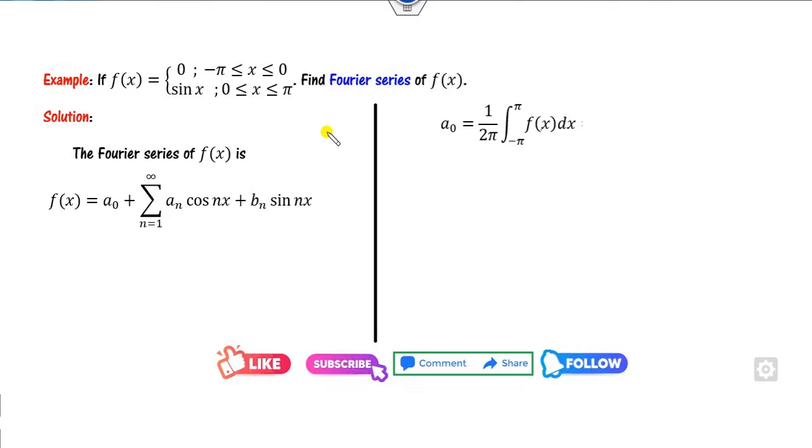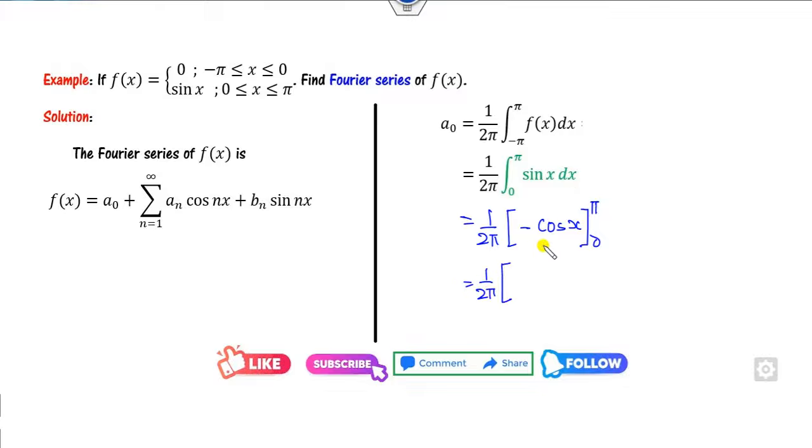I can substitute the value of f(x). I can break this into the two parts: from minus pi to 0 it is 0, and then 0 to pi this way. Now, what is the integration of sine x? The integration of sine x will be minus cos x. Now can you substitute the limits?